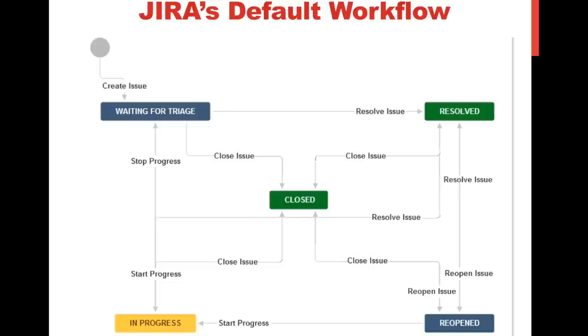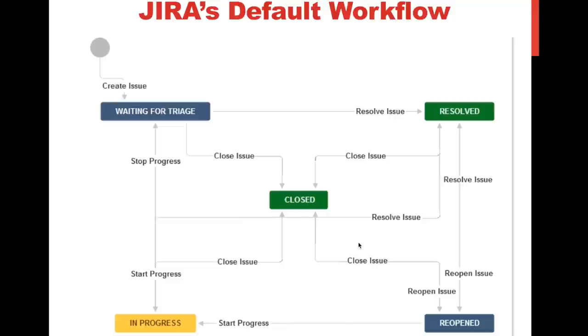Once you first create an issue, it's waiting for triage. After this stage, it can go into in progress, which means you start working on it. After you have worked on it, you can either close the issue or resolve the issue. What's the difference between closed and resolved? Closed means that you're completely satisfied with it and it's ready to be released.